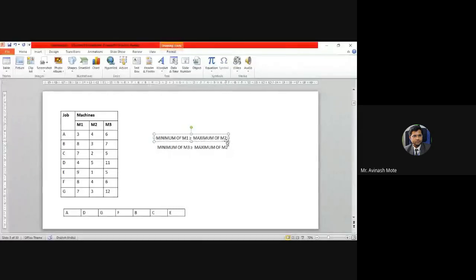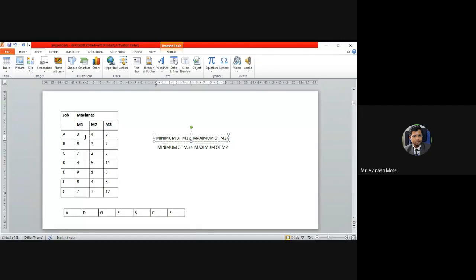first one, or this condition, must be there. One of the conditions must be satisfied, then only you can convert into two machines. Otherwise, just write down one statement: this is an invalid problem. The conditions are not satisfied, so it cannot be converted into two machines. Okay. It's a simple meaning.